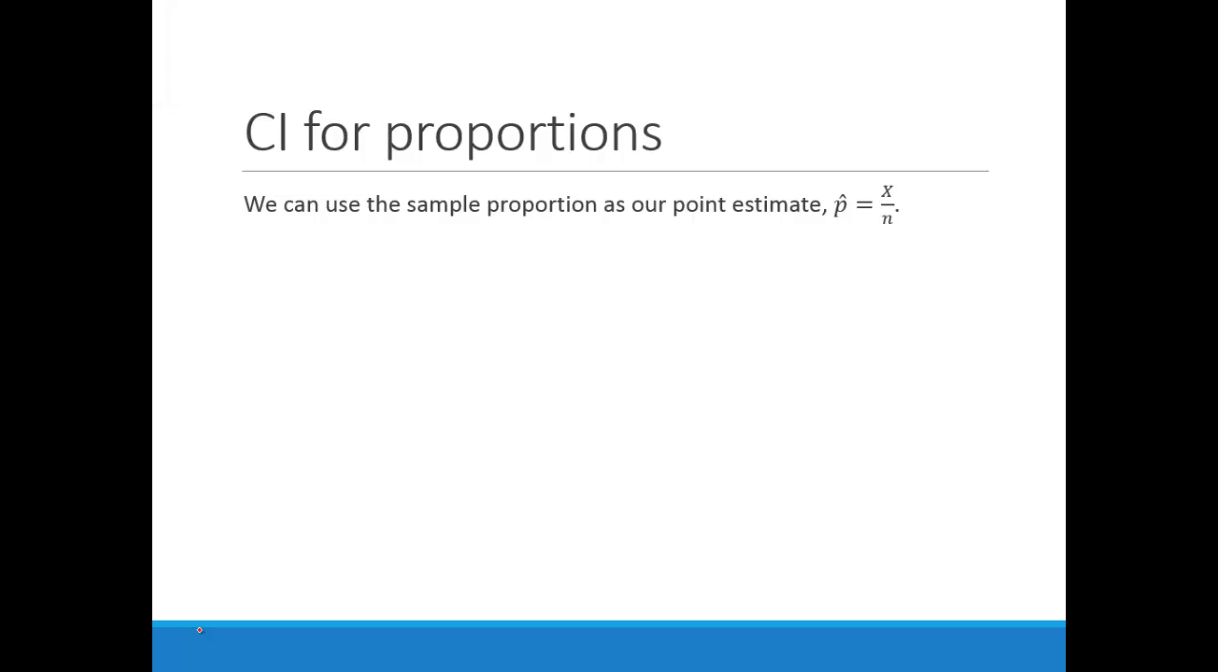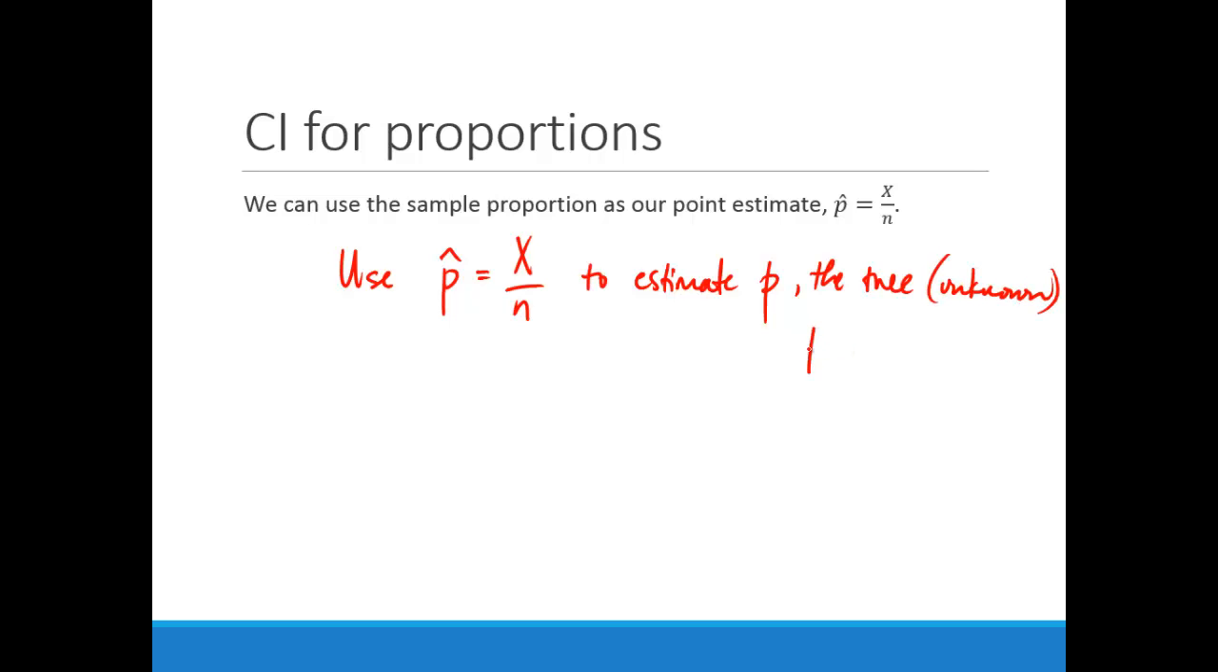A good estimate for the proportion, the true probability of success, again, we can use kind of a natural idea. We can use the sample proportion as our point estimate. So we're going to use p hat, which is the number of successes out of n, to estimate p, which is the true and unknown probability of success.